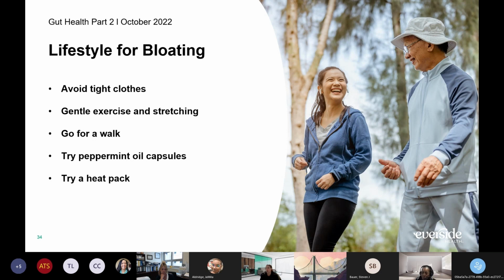You could try a heat pack. Warm or damp towel can help loosen some of the gut muscles. Again, releasing some of that trapped gas so that it can settle some of the gut muscles.